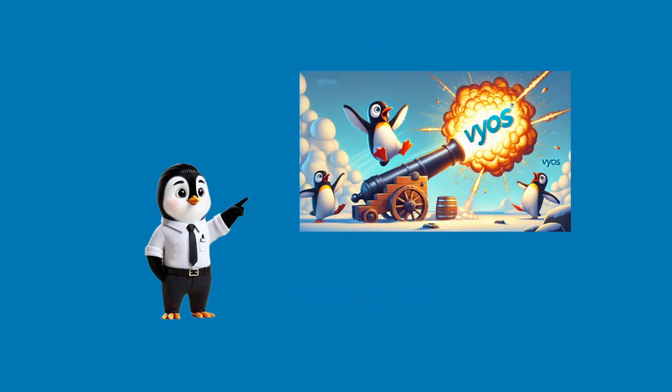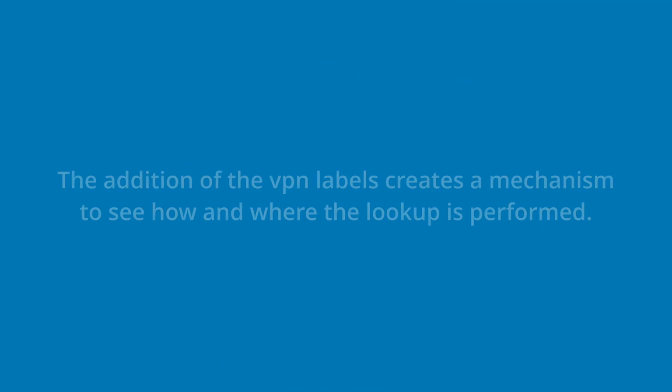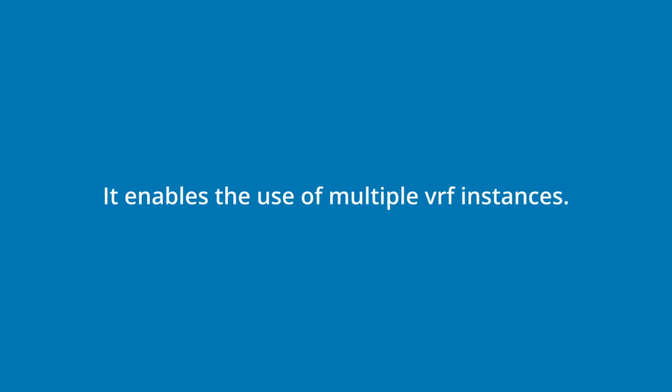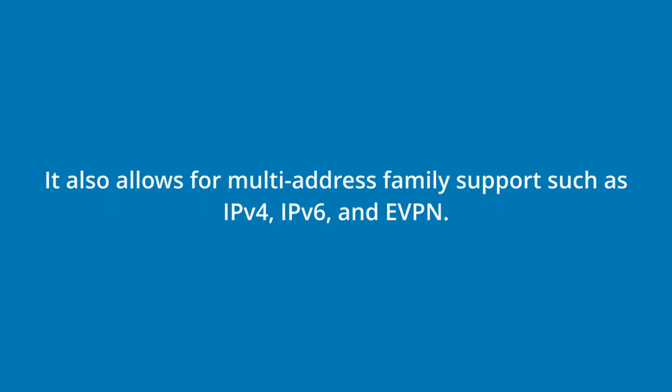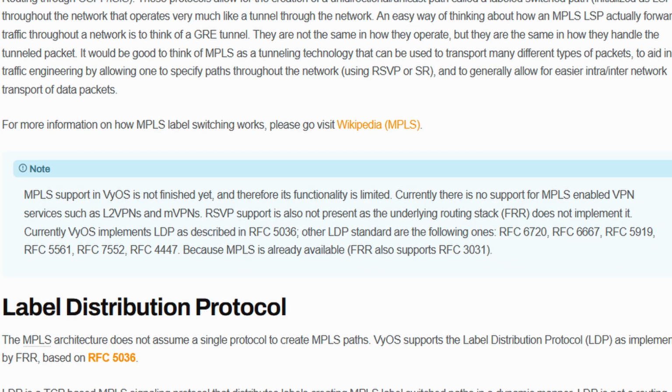In the last video, I mentioned that once all the labels are popped, an IP lookup is performed. Then why do we need the VPN label at all? The addition of the VPN labels creates a mechanism to see how and where the lookup is performed. It enables the use of multiple VRF instances. It also allows for multi-address family support, such as IPv4, IPv6, and EVPN. MPLS as a data plane for EVPN isn't supported on VyOS yet.